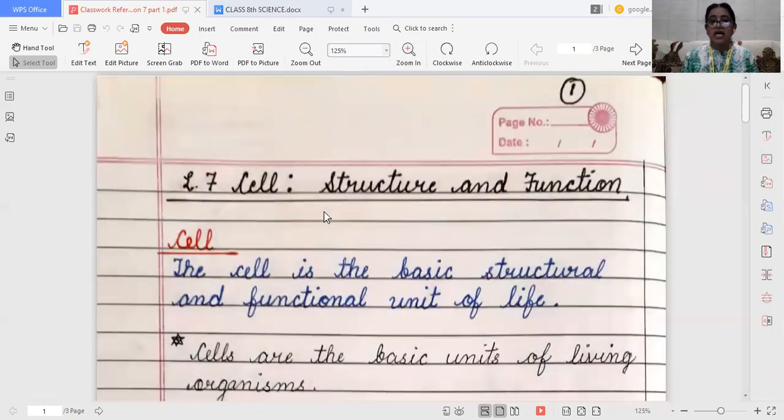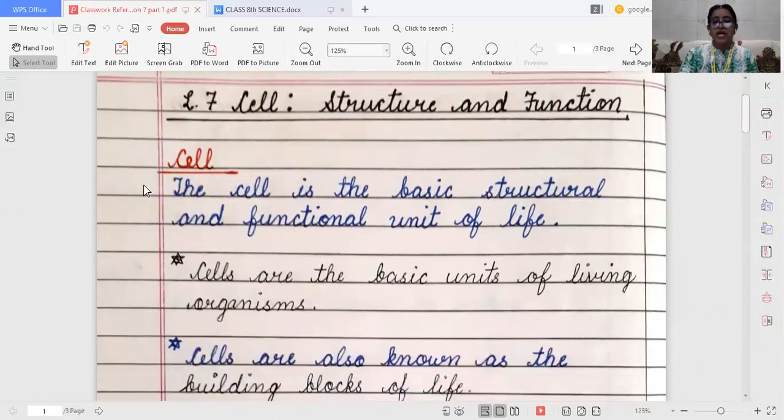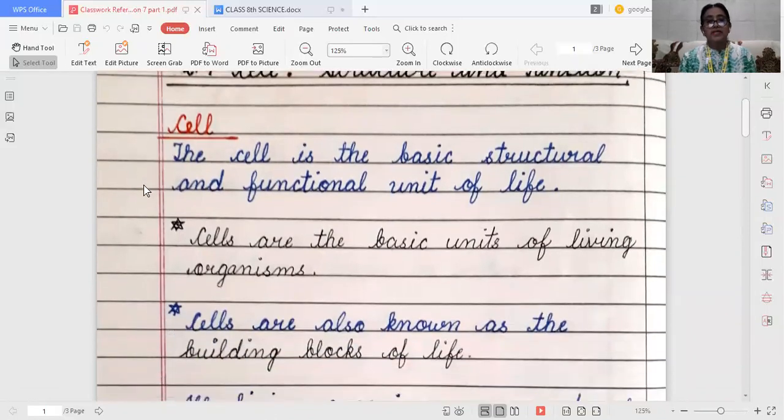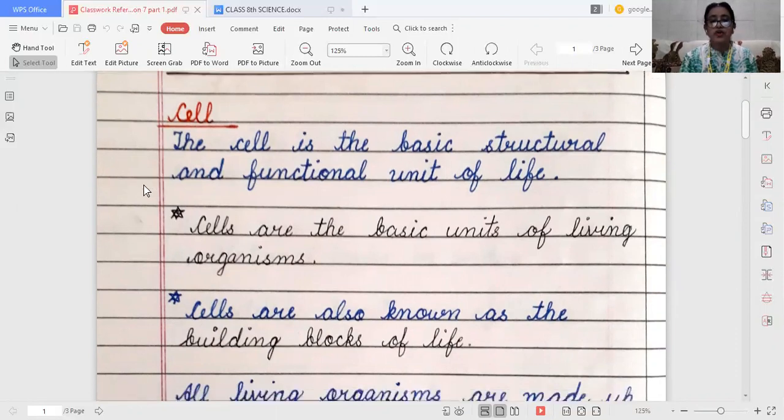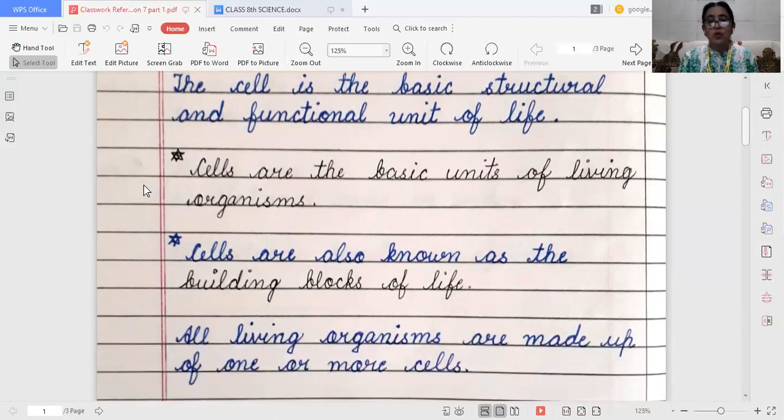What is a cell? Cell is the basic structural and functional unit of life, and cells are the basic units of living organisms. Cells are also known as building blocks of life. Main thing is, the cell is the basic structural and functional unit of life. And we all know all the living organisms are made up of cells. They can be made up of one cell or many cells.